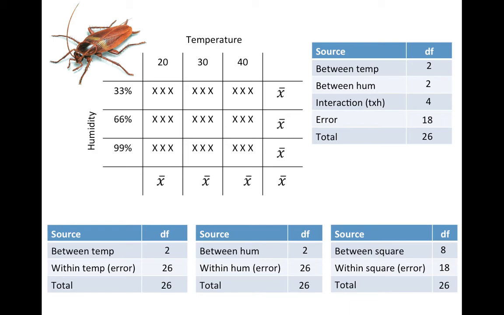Now we will focus on what the interaction term actually means. A significant interaction means that we have some kind of non-linear relationship between temperature and humidity. When we move from 20 to 30 degrees, something happens. But does the same thing happen in 33 and 66% humidity? Does the effect of temperature change depending on humidity? Or we can also say it the other way around. Does the effect of humidity change depending on temperature?